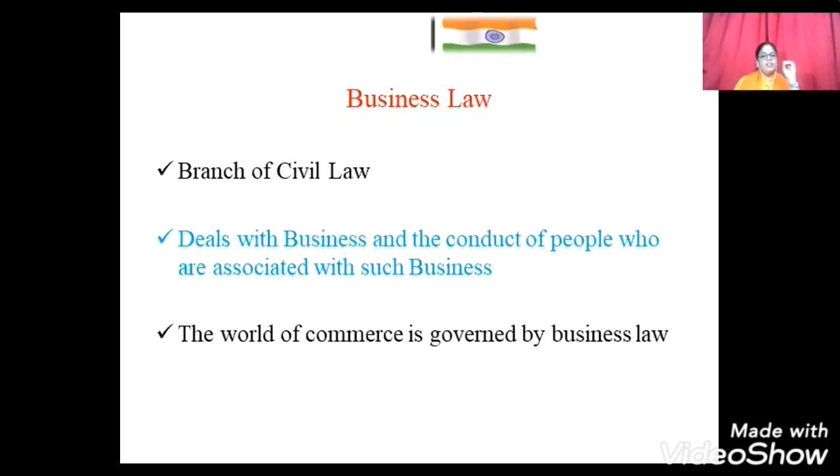So the world of commerce is governed by business law. Commerce means aids to trade. I told you the meaning of trade. Now aids to trade. Aids to trade means anything which helps us in transferring these goods from the place of production till the place of consumption. Whatever help we have taken from point 1 till the destination point, everything comes under commerce. So the world of commerce is governed by business law.